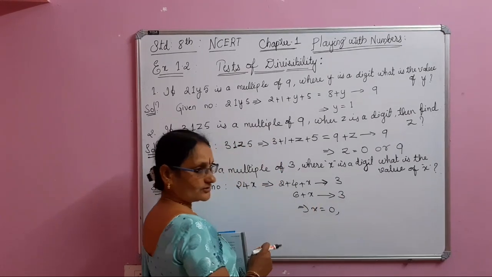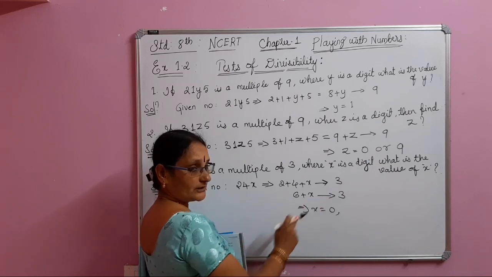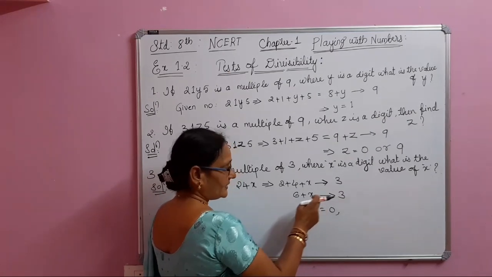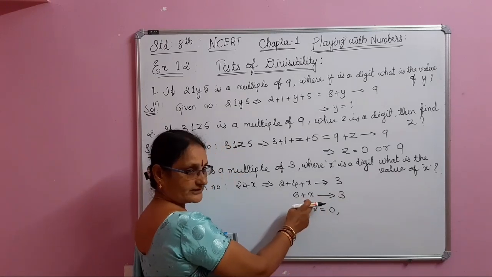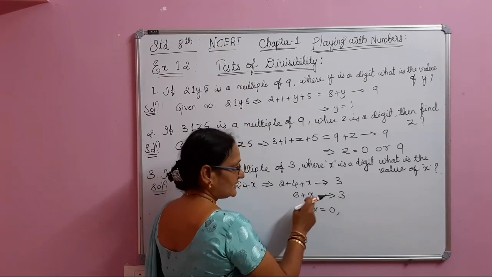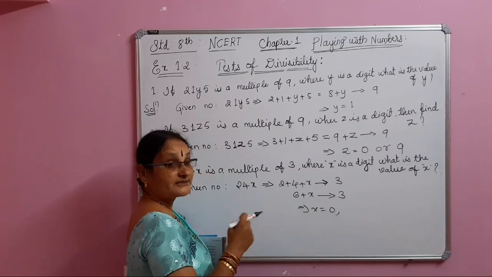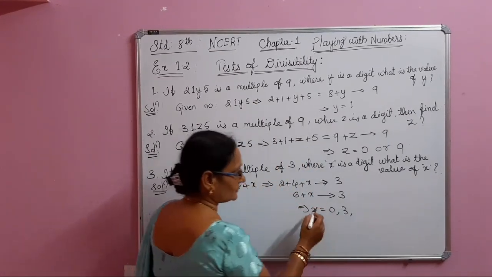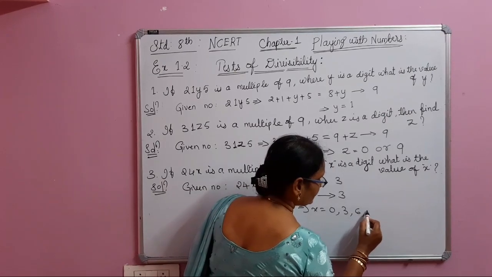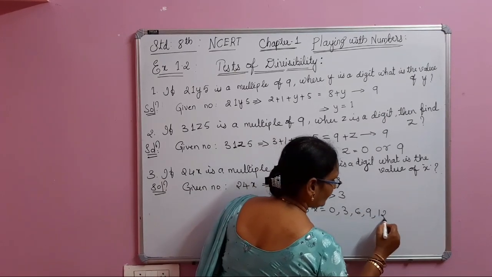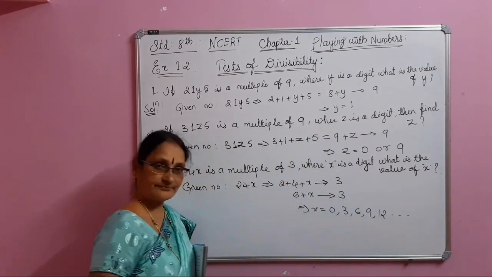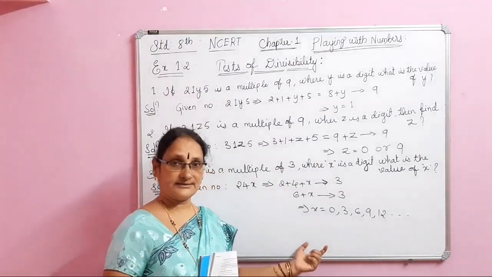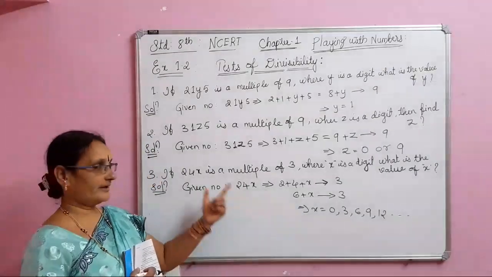Not only 0, suppose I put 1, it is not divisible by 3. 6 plus 1 is 7. 7 is not divisible by 3. If I put 2, 6 plus 2 is 8. 8 is not divisible by 3. Suppose if I put 3, 6 plus 3 is 9. So x equal to 3 also. In the same way, 6 also, 9 also, 12 also it goes. Okay. So these all are the values of x to make it divisible by 3.